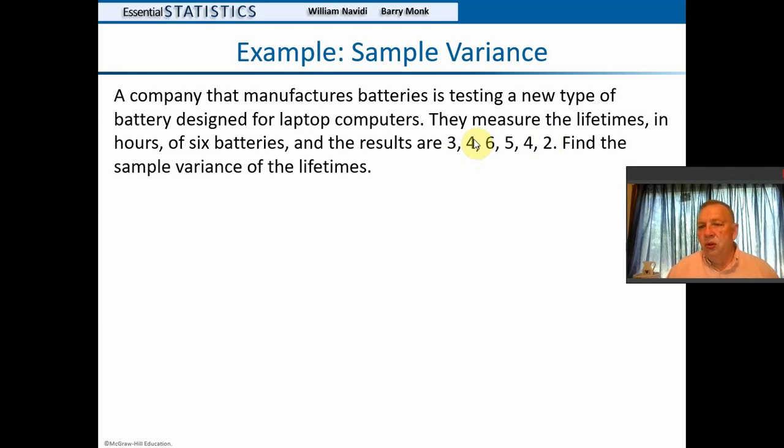Now are we going to use mu or x bar, sigma or s? Since they measured the lifetimes in hours of 6 batteries, these are only 6 batteries. I don't think that's all the batteries they make, so we can be pretty sure that they're talking about a sample. And it says find the sample variance. So we're going to use x bar, and then we're going to do s squared, and we're going to divide by n minus 1 when we do those deviations squared.